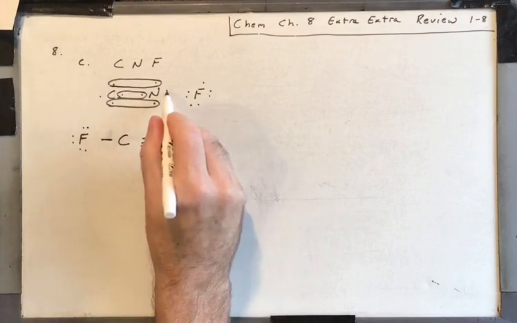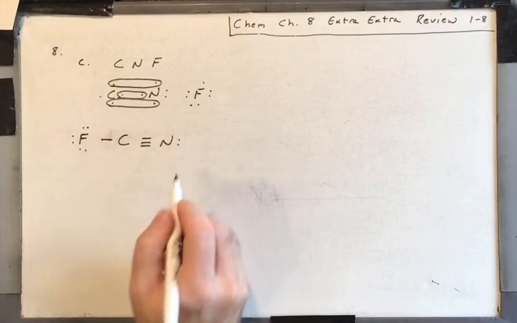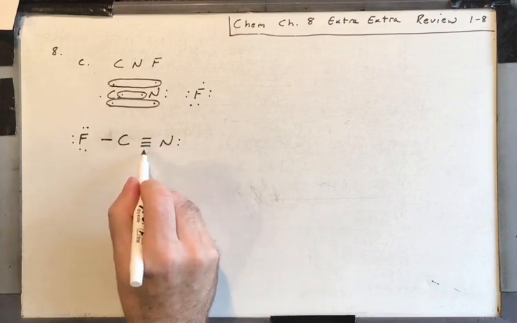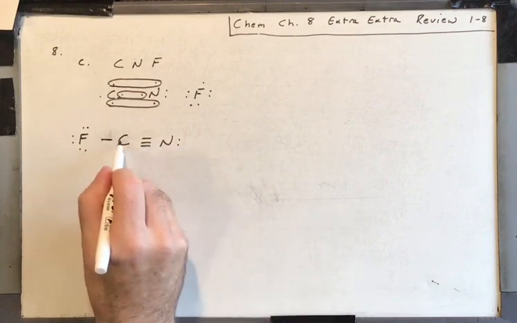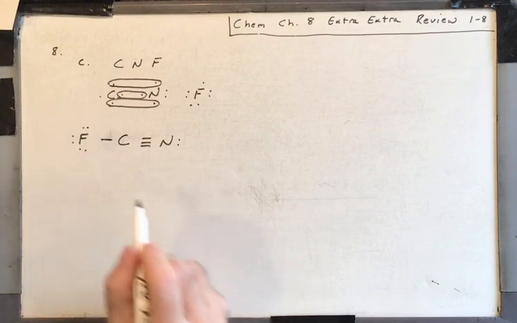Don't forget that electron pair of nitrogen. You need to draw that. Count them up. 2, 4, 6, 8. 2, 4, 6, 8 for carbon. 2, 4, 6, 8 for fluorine.